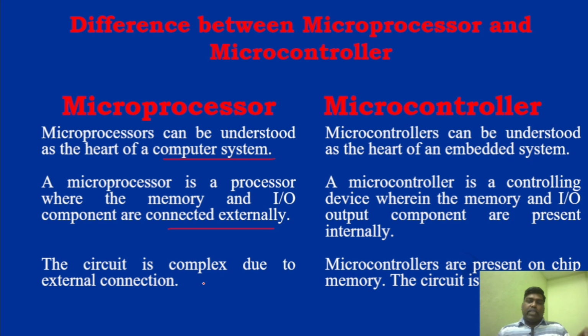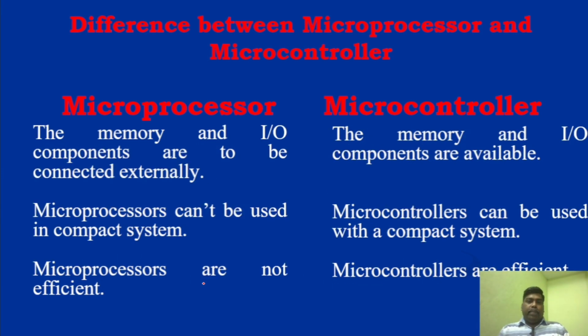The circuit is complex in a microprocessor because it has a lot of external connections, but in a microcontroller, everything will be in a single chip, so the circuit is less complex. We have already discussed this particular point: memory and IO components are connected externally, right? And it's a very compact system, right? A microprocessor system cannot be compact because we connect everything externally. But a microcontroller is a single chip, so it is a compact system, right? And microprocessors are not as efficient as microcontrollers, right?